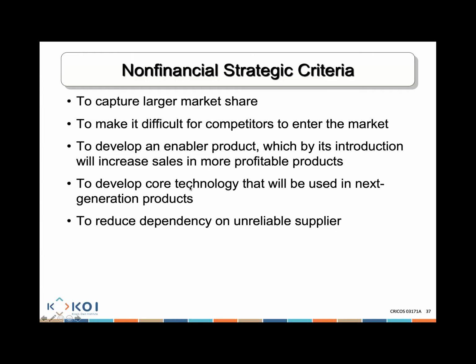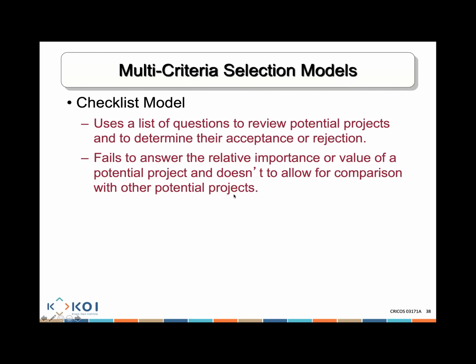I can develop a core technology that will be used in my next generation of products, or I can even reduce how much dependency I have on another supplier who is controlling me now. All of these are what we call non-financial strategic criteria. I need to do them to get the right goals.